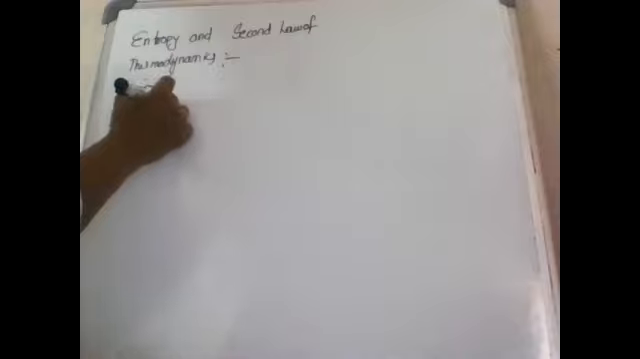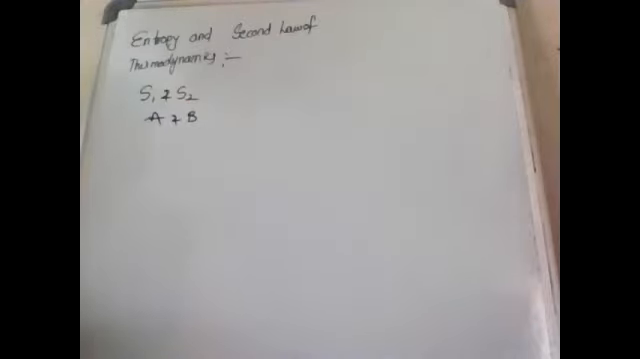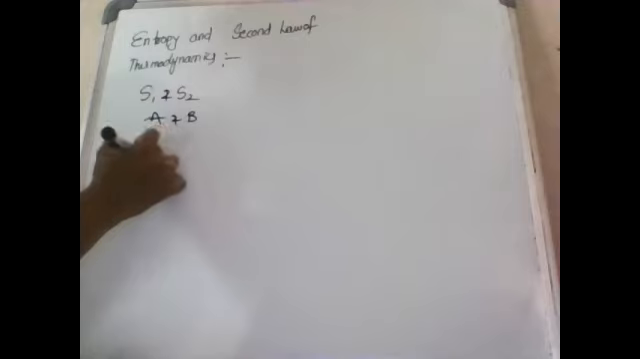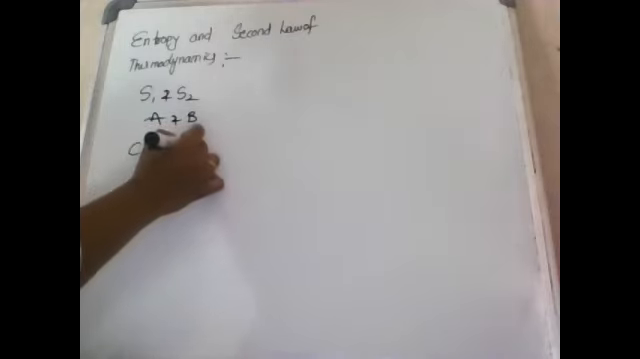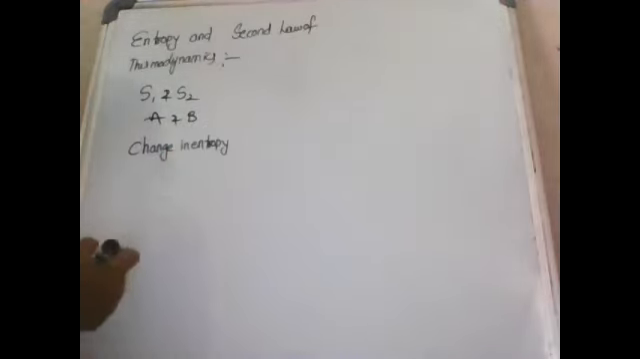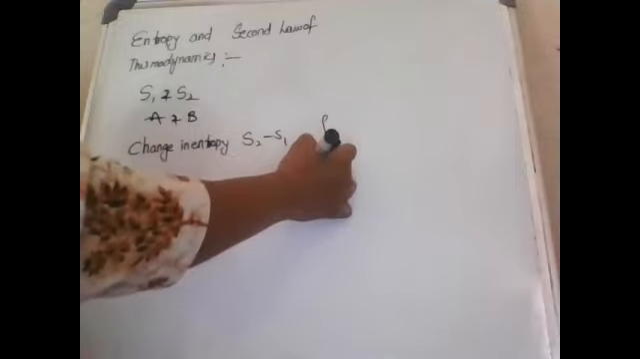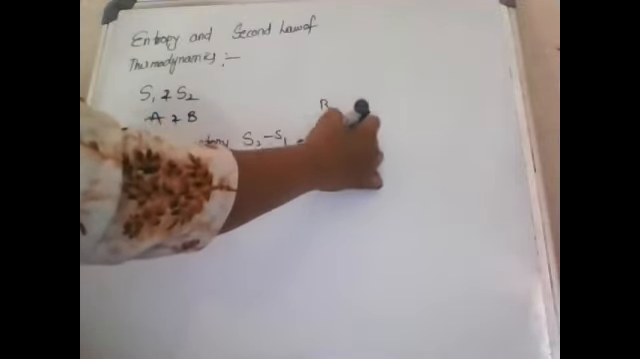Consider S1 and S2 to be the entropies of a substance in initial state A and final state B, measured from any arbitrary zero. Then the change in entropy equals S2 minus S1 equals the integral from A to B of dq by T.